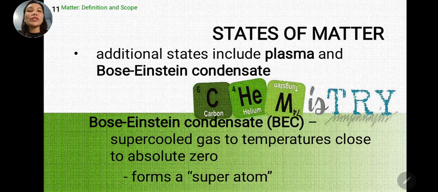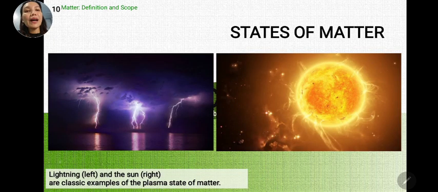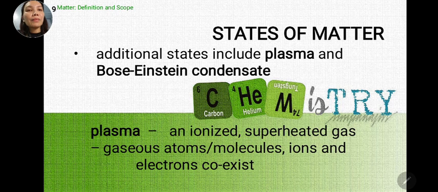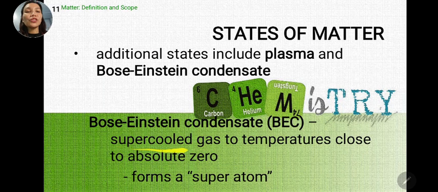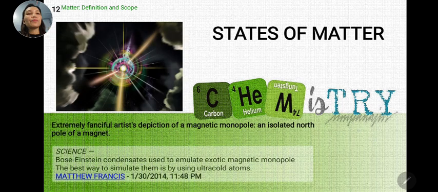Yung Bose-Einstein condensate naman, it is supercooled gas to temperatures close to absolute zero. So, let's go back. Plasma is superheated gas, okay? Yung Bose-Einstein condensate is supercooled. Yun yung difference nila. Supercooled gas to temperatures close to absolute zero. It forms a so-called superatom. So, that is an example of a Bose-Einstein condensate. So, medyo complicated din siya. It's an isolated north pole of a magnet. Okay.